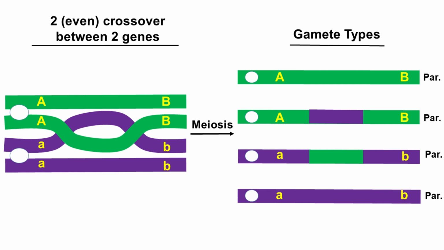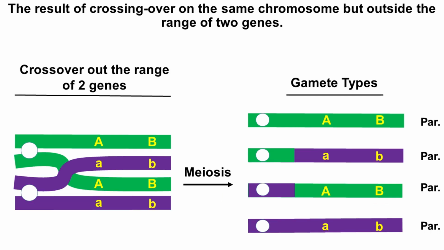So to see recombinant types, the number of crossovers between two genes must be odd. As you can see here, when crossing over occurs outside the range of two genes on the same chromosome, it also does not affect the linkage or inheritance of those two genes. The two genes remain in their original positions relative to each other.